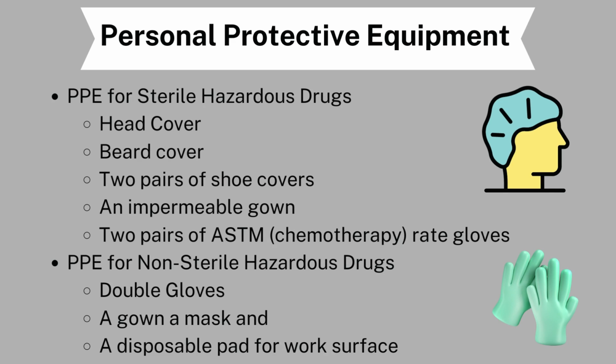Personal protective equipment, PPE, that's going to be used for sterile hazardous drugs: you're going to have a head cover, a beard cover if needed, 2 pairs of shoe covers, a gown that cannot be permeable, and 2 pairs of ASTM-rated chemotherapy gloves. For PPE for non-sterile hazardous drugs, you would need to be double gloved, with a gown and a mask, and you are required to dispose of any pads or surfaces that you came into contact with.